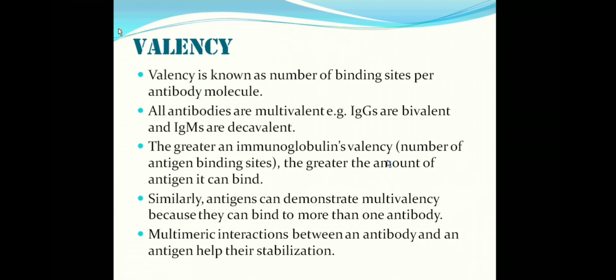Then finally valency. Valency is known as the number of binding sites per antibody molecule. All antibodies are multivalent. For example, immunoglobulin G is bivalent and immunoglobulin M is decavalent. The greater an immunoglobulin's valency, the greater the amount of antigen it can bind. Similarly, antigens can demonstrate multivalency because they can bind to more than one antibody. Multimeric interactions between an antibody and an antigen help their stabilization.